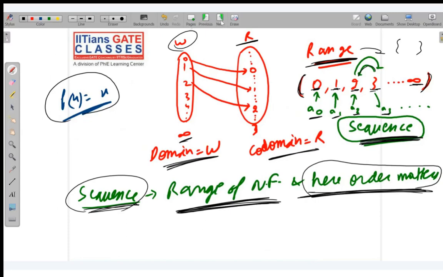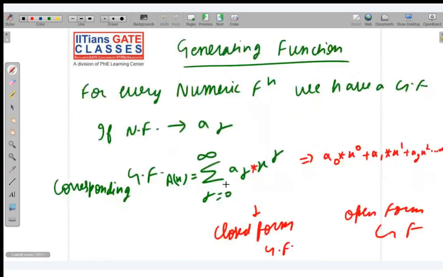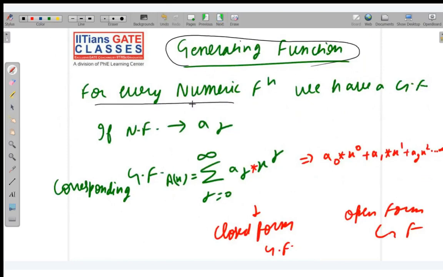Okay, now we are mature enough. We can start the generating function. So what is a generating function? What is a numeric function? Please try to toss everything out of your mind. It is a normal function only from whole numbers to real numbers. That's it. For every numeric function, we have a generating function.